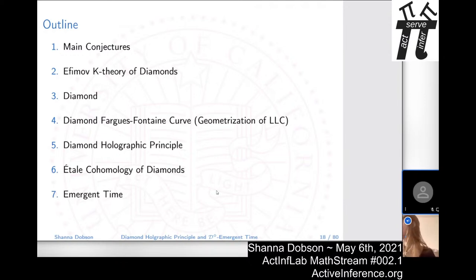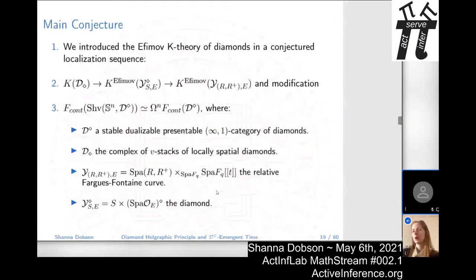So to get to some of the mathy stuff, there are some main conjectures. I'll talk about the Efimov K-theory of diamonds. Let's actually look up that diamond shape again. And let's get into the diamond holography principle, the Fargues-Fontaine curve, why we're using étale cohomology, and let's get to emergent time, or as many of these as we can. So I may start skipping around, Daniel, in the interest of time, so that we can get to the good stuff.